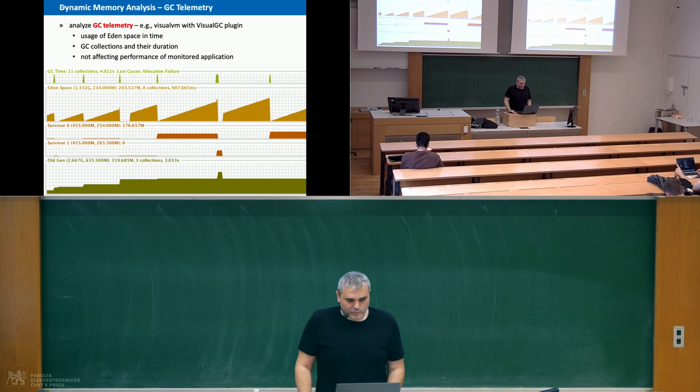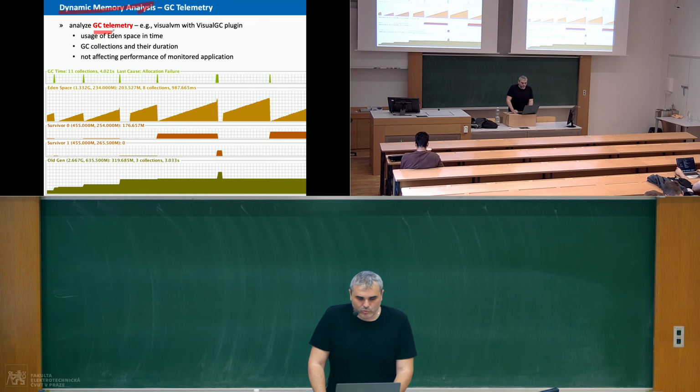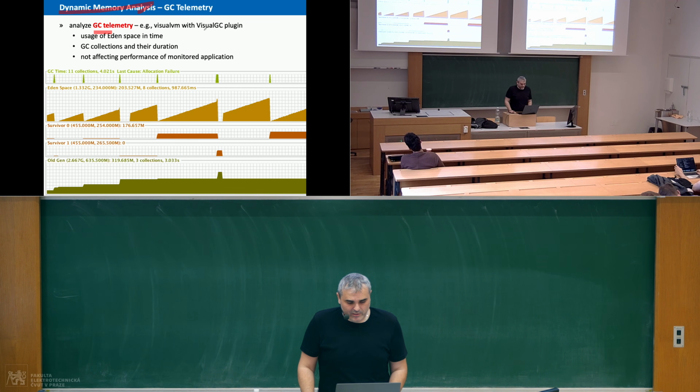So let's move to the dynamic memory analysis. The simplest way is to look at the garbage collection telemetry. You can use VisualVM with the Visual GC plugin or other tooling. It will provide you this kind of chart. On the x-axis, you usually have time. On the y-axis, you usually have time consumed, so delay.